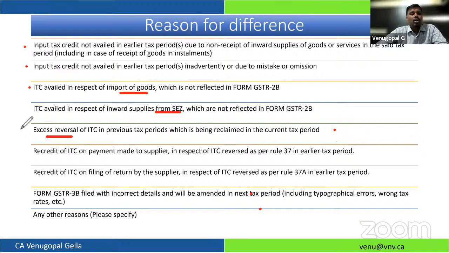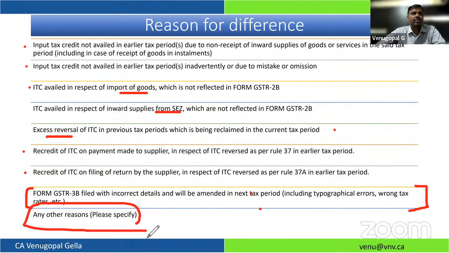I didn't do it. Or I have reversed the input tax credit because I have not made the payment to the supplier within 180 days, Rule 37, or the supplier has not made the payment of tax, 3B not filed, Rule 37A, which I am correcting. It could be simply, again, my accountant has reported my taxable value as ITC and I have not utilized it. Next month I will correct it. You can give that, or any other specific reason. If you are finding the reason, you can give that also.